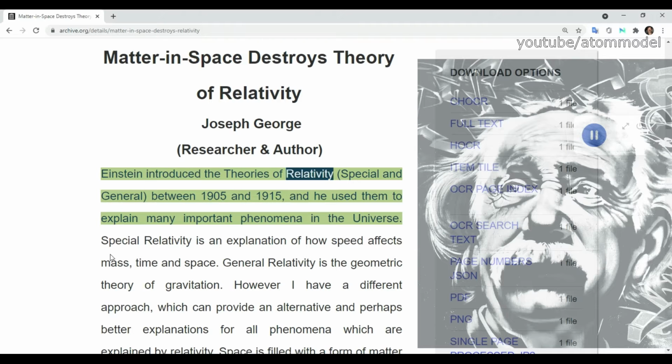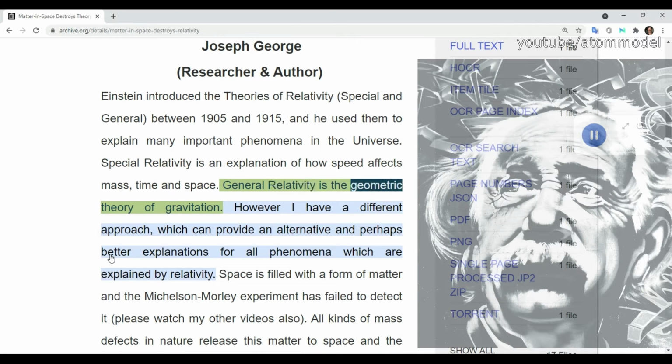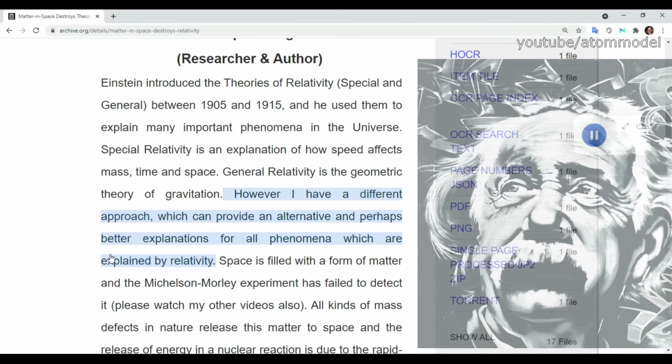Einstein introduced the theories of relativity, special and general, between 1905 and 1915, and he used them to explain many important phenomena in the universe. Special relativity is an explanation of how speed affects mass, time, and space. General relativity is the geometric theory of gravitation.